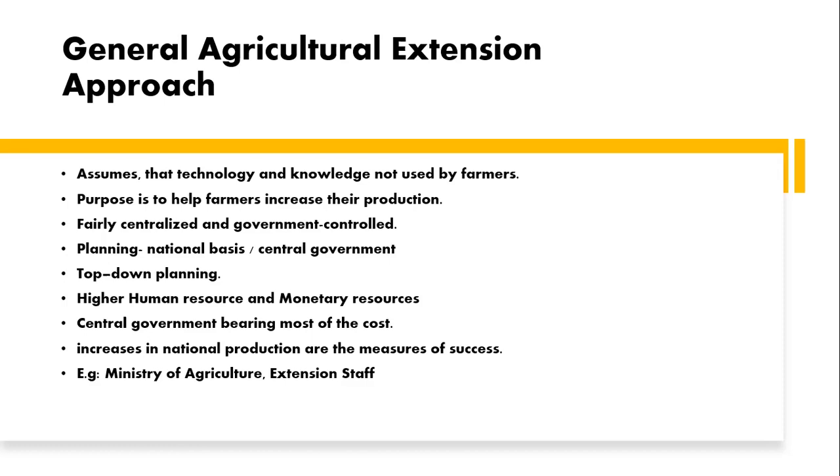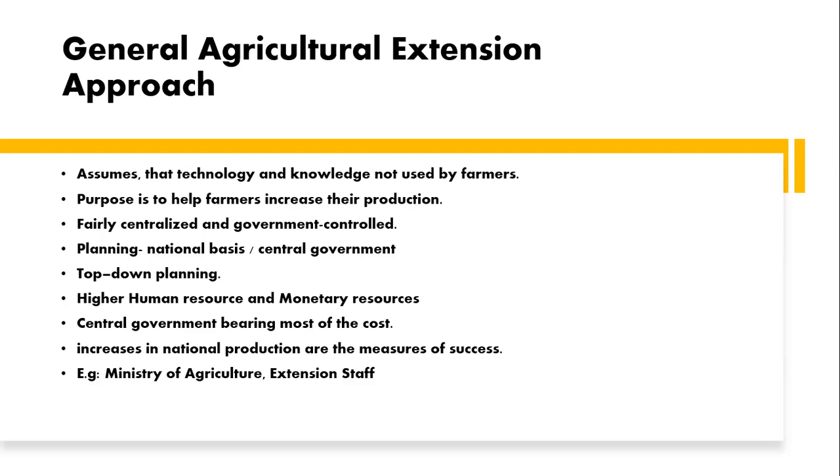The purpose of this approach is mainly focused on increasing the production of selected crops. As an example, these days we are talking highly about paddy production, and maybe the production of tea. Two, three examples we have. The only focus is production. The main purpose of the general extension approach is production.